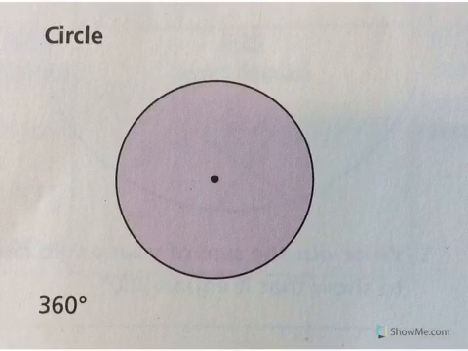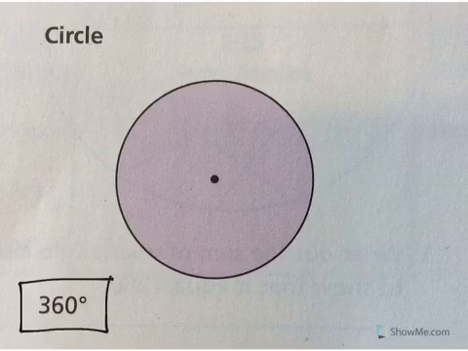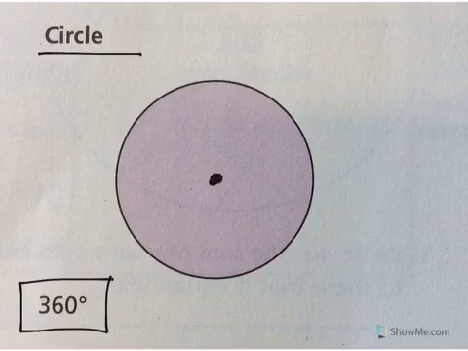And of course, when we have an angle that is 360 degrees, it is a circle. A circle still has a vertex right in the middle.